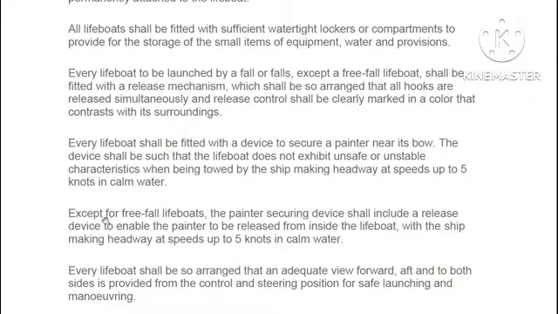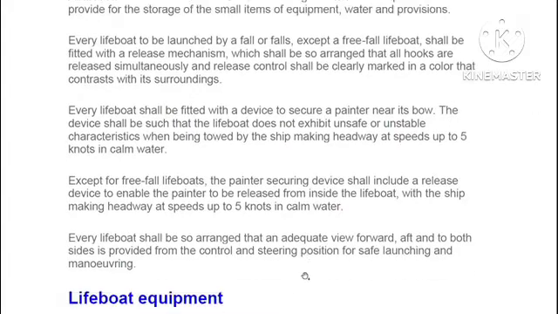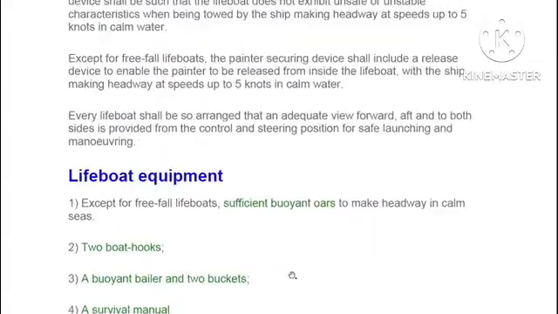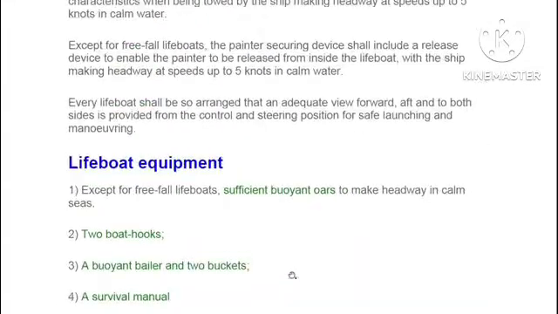Except for free-fall lifeboats, the painter securing device shall include a release device to enable the painter to be released at 5 knots. Every lifeboat shall be so arranged that an adequate view forward and aft is available. So there has to be vision so that one can look forward and aft, with control and steering position monitoring. Now, when we talk about lifeboat equipment, we will just go through it in a faster manner.